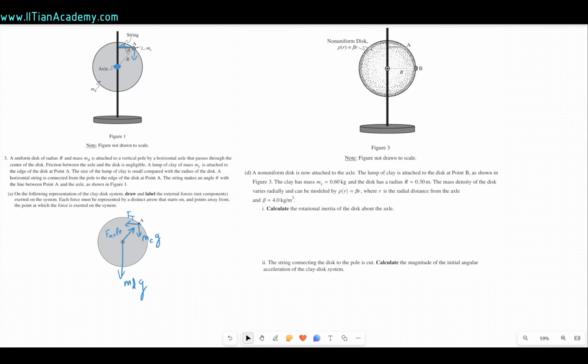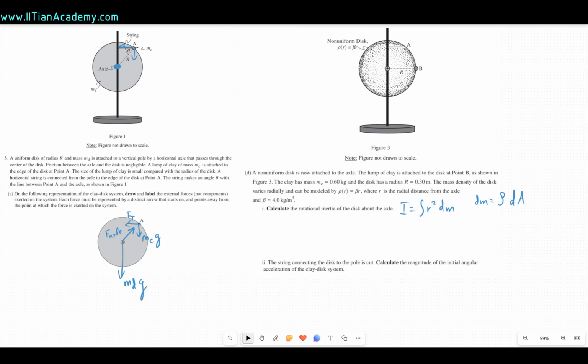So in part D, now we have a non-uniform disk, which has a mass density modeled by this beta times r function. We need to calculate the rotational inertia of the disk about the axle. So the rotational inertia is the integral of the distance squared along the mass. And we can say that dm here is equal to a small mass multiplied by the area. So this will be the density times a small area, dA.